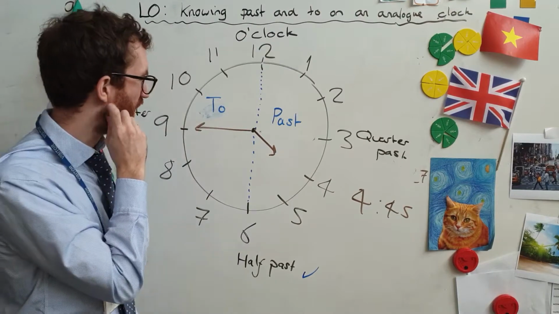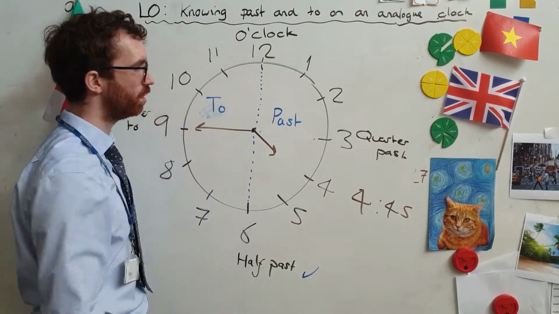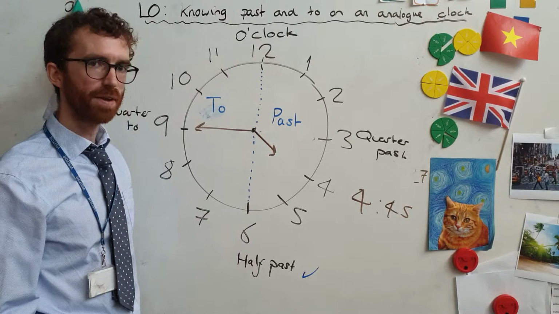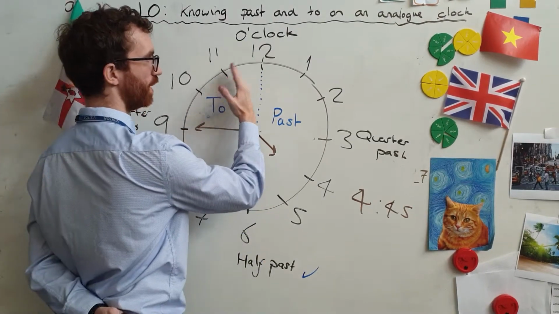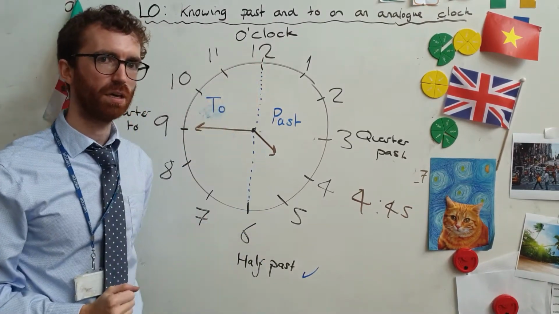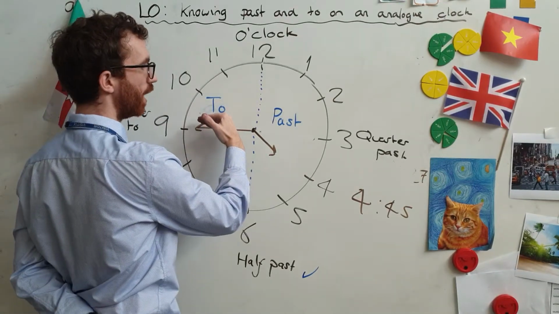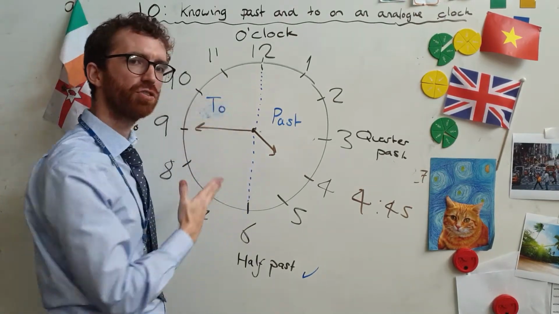I might not say that. I might say 4:45. Because in a quarter of an hour, it will be 5 o'clock. So whenever I'm on this side, I'm saying how long it is to the next hour.